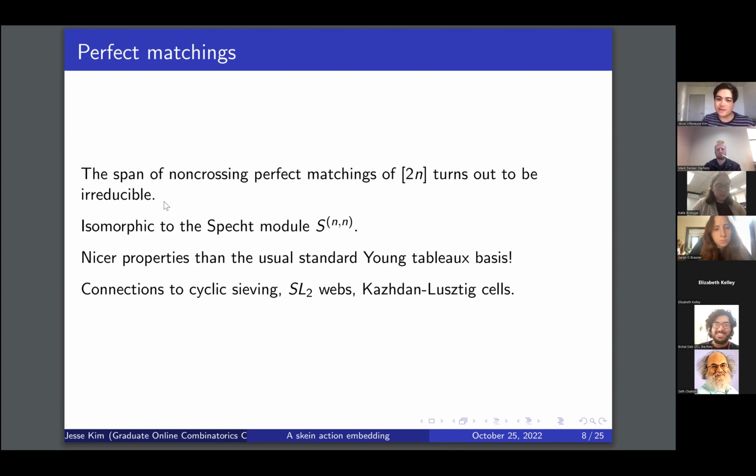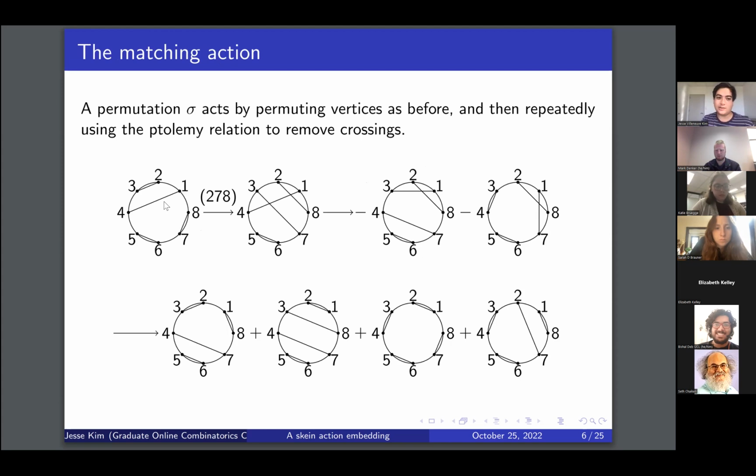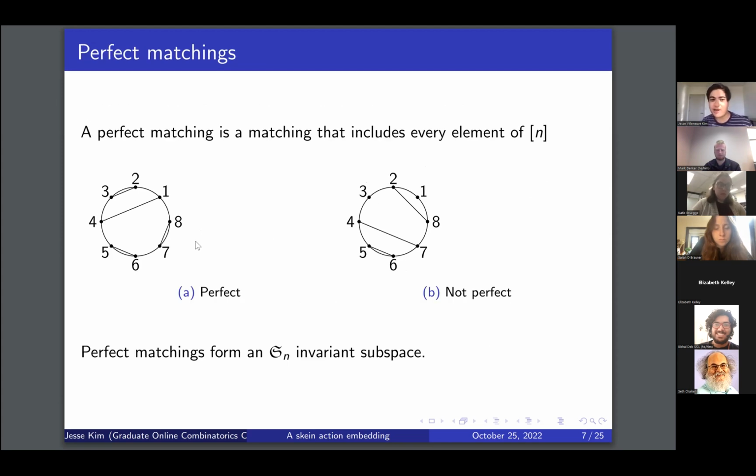So standard Young tableaux are not super nice in terms of symmetry properties. If you try to act by a permutation on a standard Young tableau, there are rules for doing it, but it's often not super nice. And this action turns out to be a lot nicer, because if you think about acting on a perfect matching by a rotation, a cycle that permutes all the elements, you end up not introducing any crossings. You're just rotating this diagram. So a rotation of a perfect matching gives you another perfect matching. So it's particularly nice in that way.